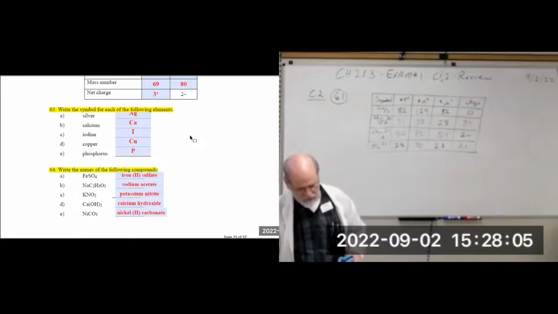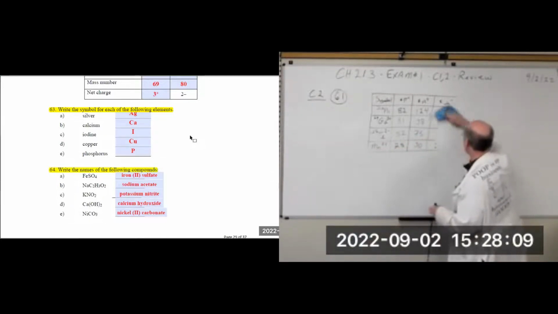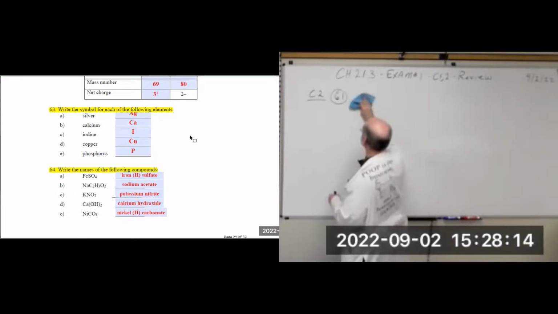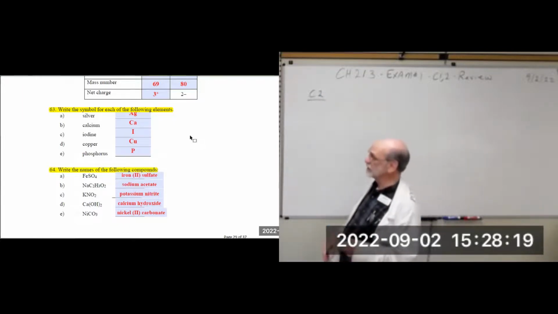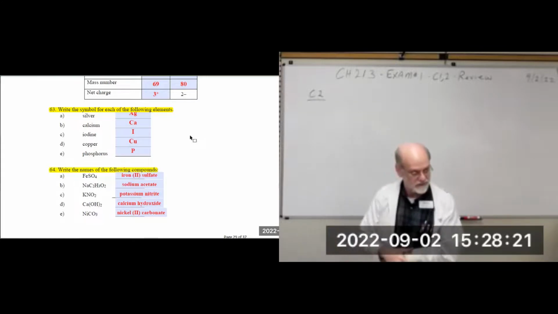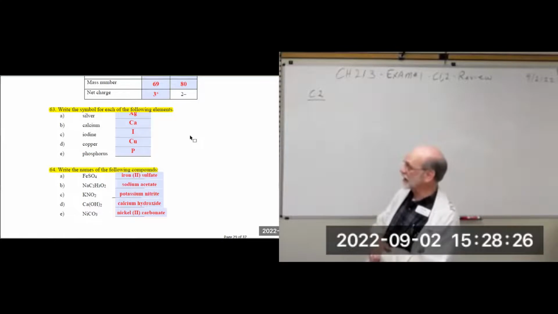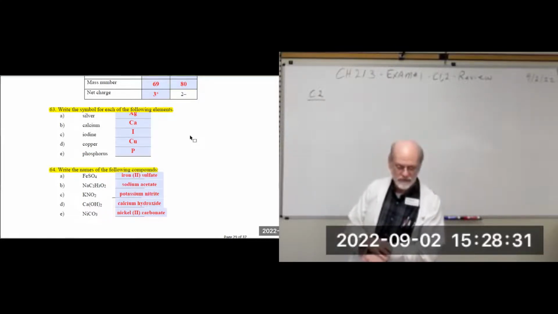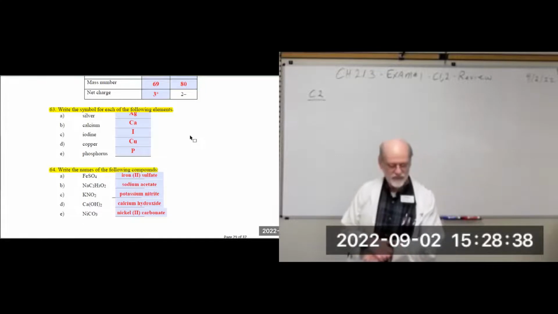This is 63, know your symbols. So silver's kind of funny. It's Ag, right? Argentum. Calcium is Ca, iodine's I. Copper is Cu, not Co. Cu for cuprum. What's Co? And phosphorus is P.